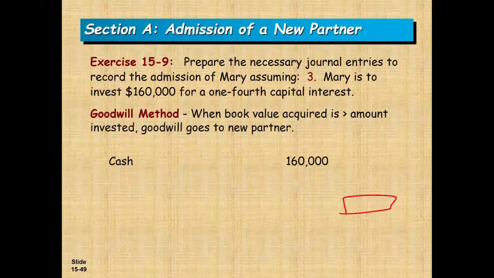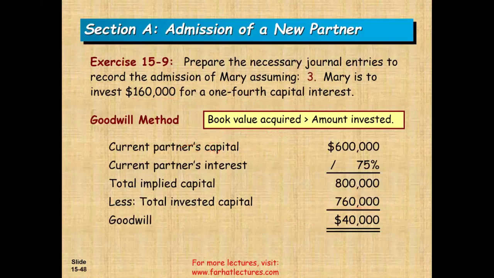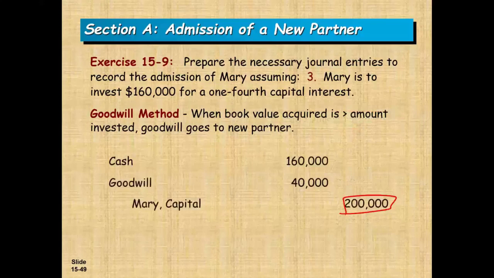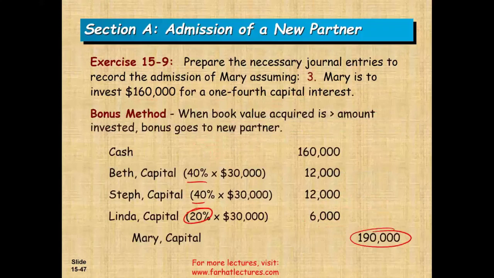Okay. So hopefully, this illustration will help you understand how we account for the transaction. So notice the other partners here, just to let you know, did not reduce their capital. Basically, all the 40,000 went to Mary. So there is no reduction in their capital balances, in contrast to the bonus method, where their capital was reduced. So this is just for you to pay attention to.